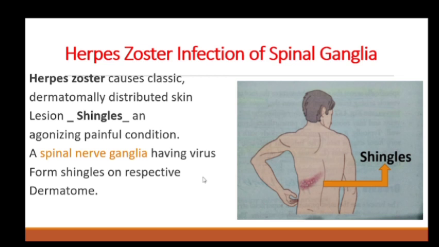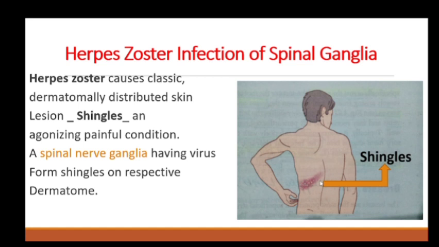Now the next clinical is herpes zoster infection of spinal ganglia. The herpes zoster causes classic dermatomally distributed skin lesion, shingles. These shingles are an agonizing painful condition. A spinal nerve ganglion having the virus forms shingles on the respective dermatome. These are the shingles on the skin.